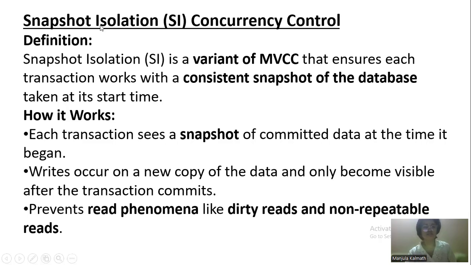In the case of snapshot isolation, which is one of the variants of MVCC, that is multiversion concurrency control, it ensures each transaction works with a consistent snapshot of the database. It means for a complete transaction its snapshot will be created, not only one record here, the complete transaction.